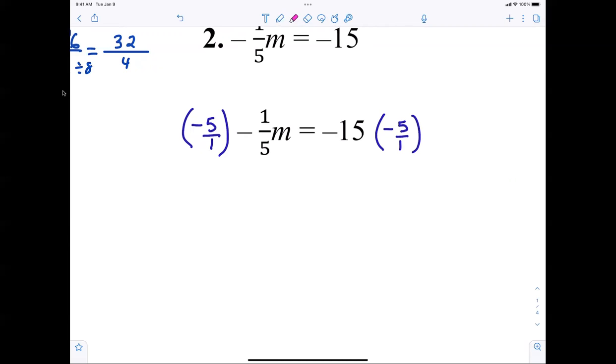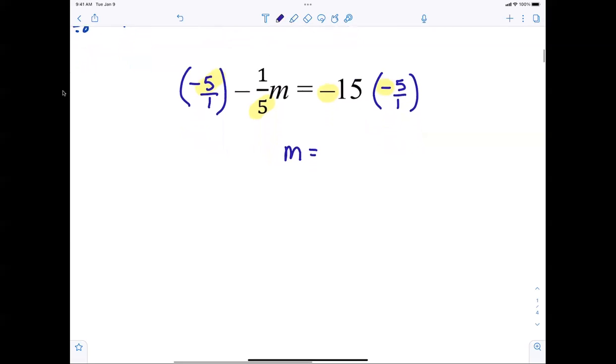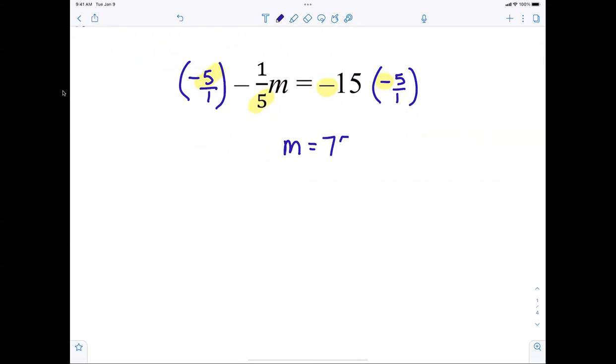Now, what I'm trying to show you is the 5s do what to each other? Cancel out. Now, do I really need the 1? No, I really don't need the 1. But I just put it there to show you the reciprocal. Okay, now I need someone to tell me what's a negative times a negative. Positive. So underneath that, you're just going to write m equals, and of course, most of you can tell me that 15 times 5 is what? Is 75.